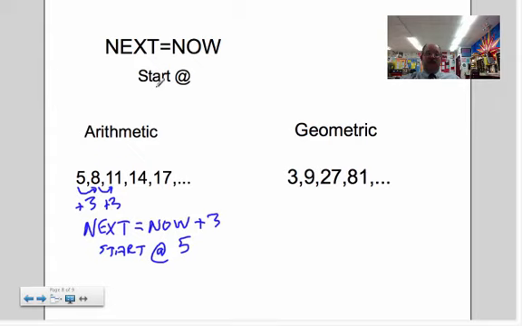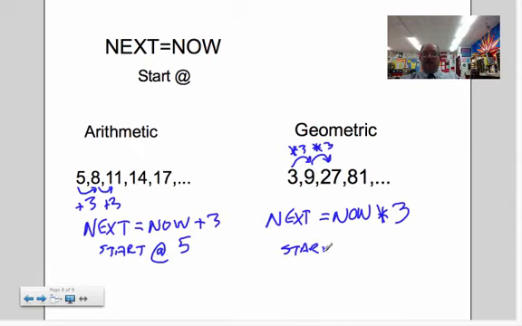So next equals now plus 3, start at 5. That tells us that we've got ourselves an arithmetic sequence because we're adding to get to the next term. On this one, and we've seen this one before, this is the one where we multiplied by 3. So to write a next-now equation, my next term is equal to the term I have now, which we call now, multiplied by 3. And where does my sequence start? It starts at 3. So we could recreate that sequence from the information there.